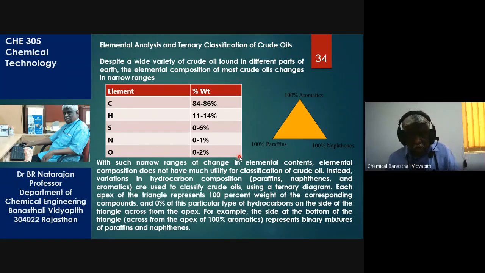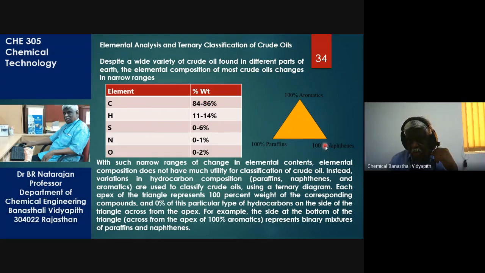So you have now the elemental analysis. With the narrow range, carbon is just 84 to 86, hydrogen. If it is a wide range, you can say low carbon crude, high carbon crude. But when it is only 84 to 86, it becomes difficult. So with such narrow ranges, you can't use these ranges to decide what type of crude oil.